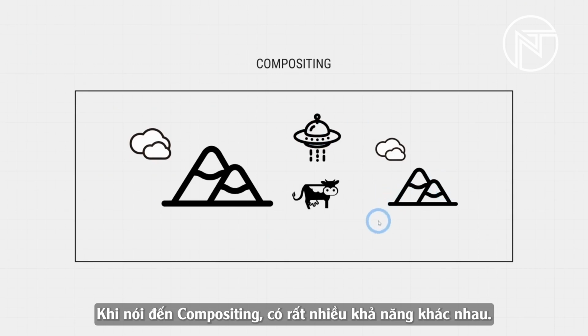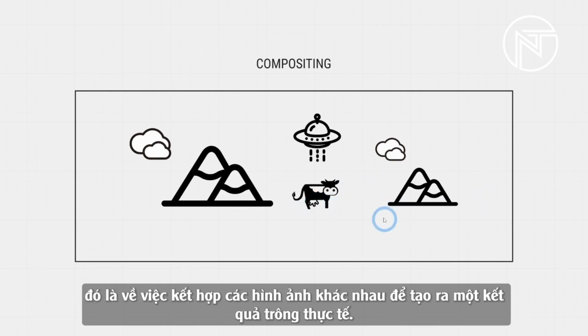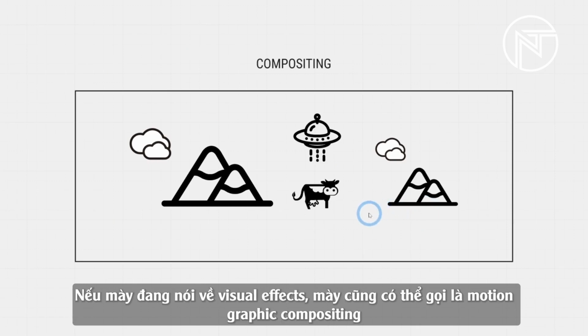When it comes to compositing, there are so many different possibilities. The only limit is really your imagination. But generally, when somebody talks about compositing, it's about combining different images to make a result that looks real, if you're talking about visual effects.